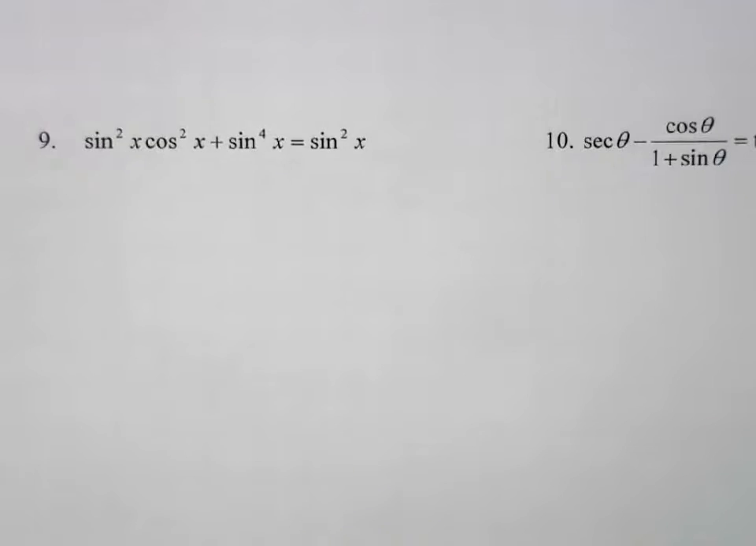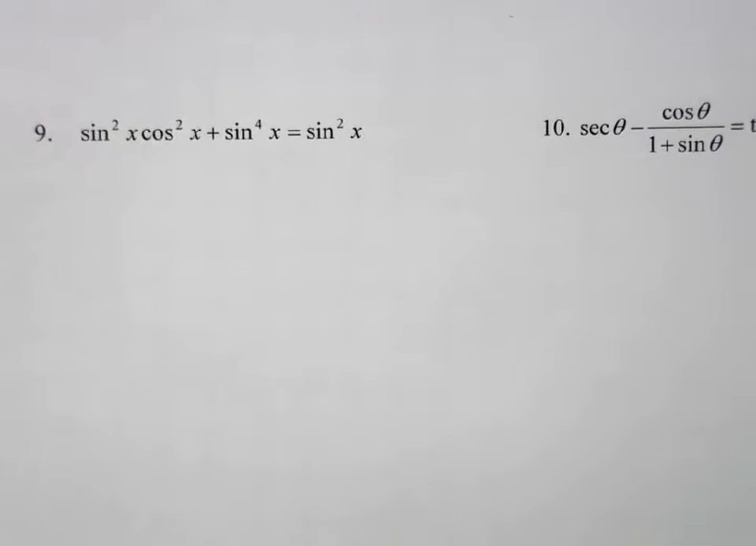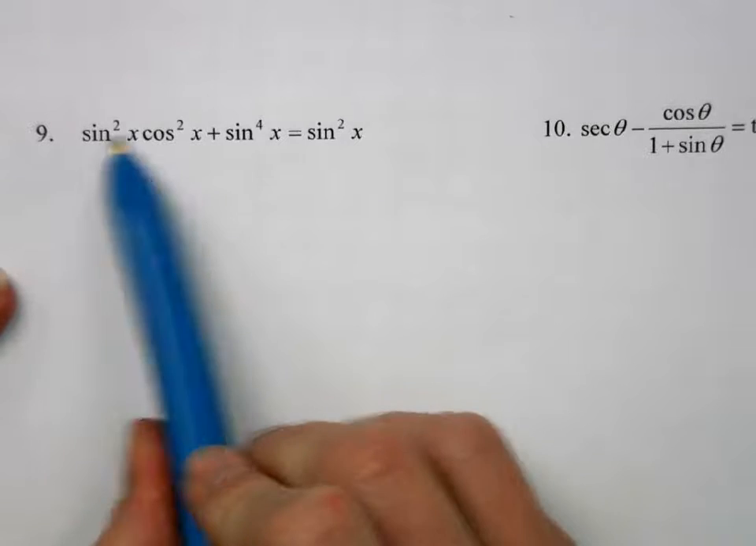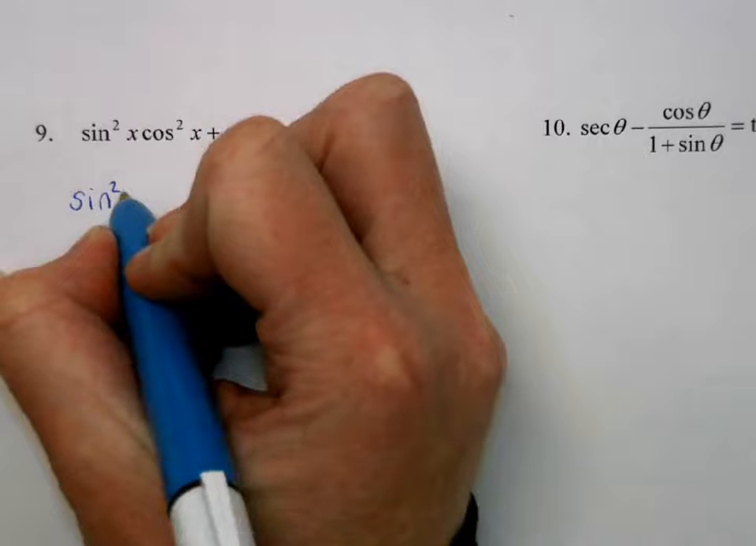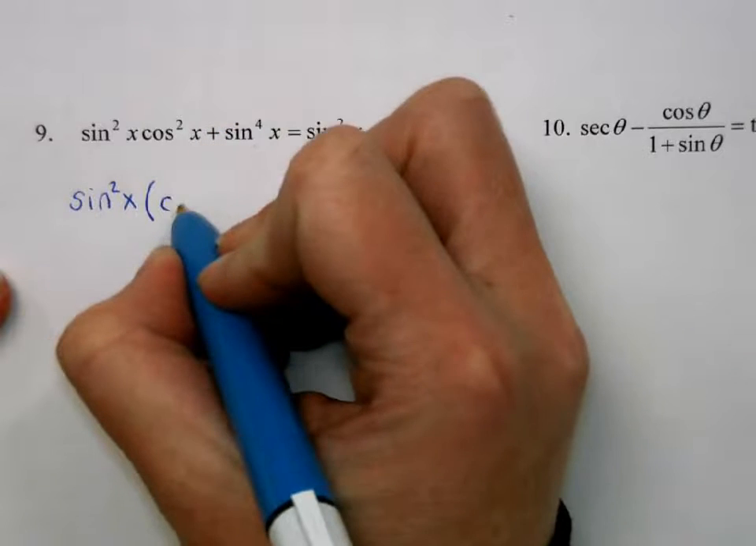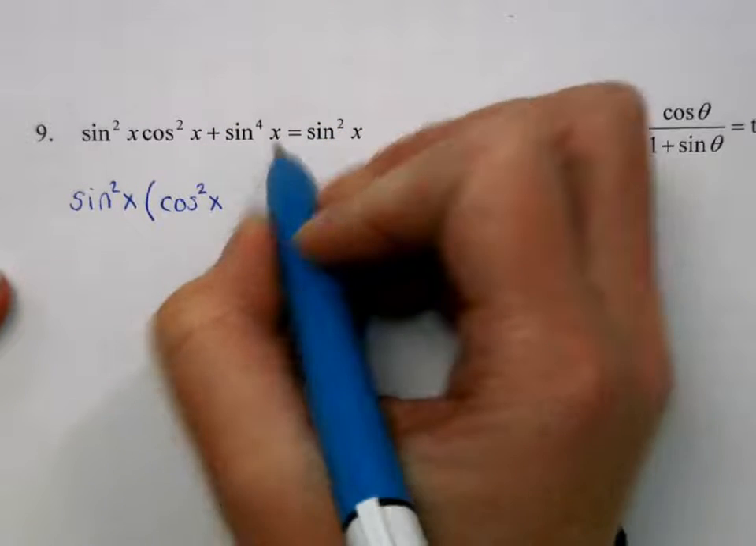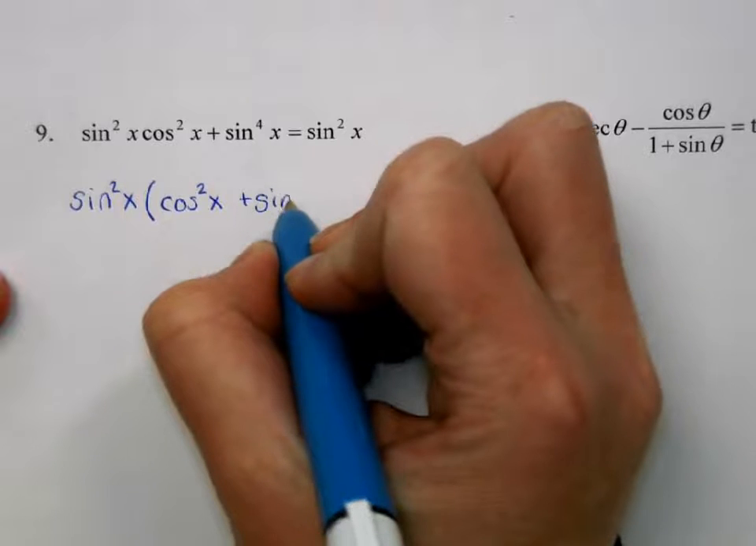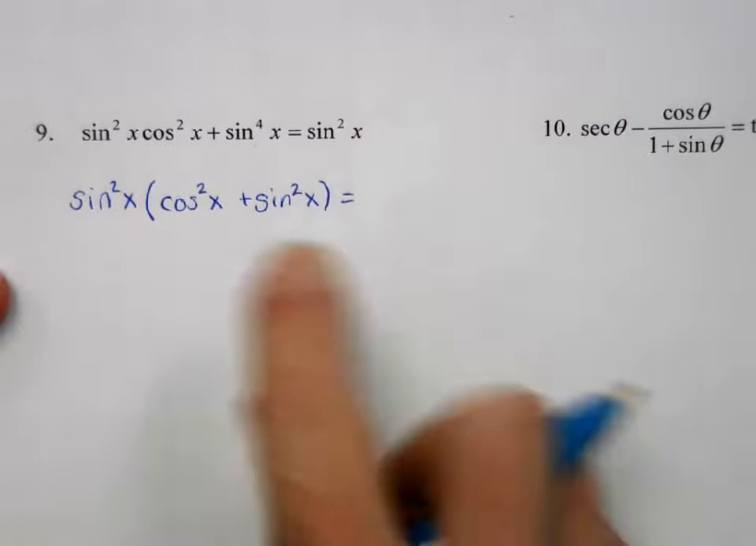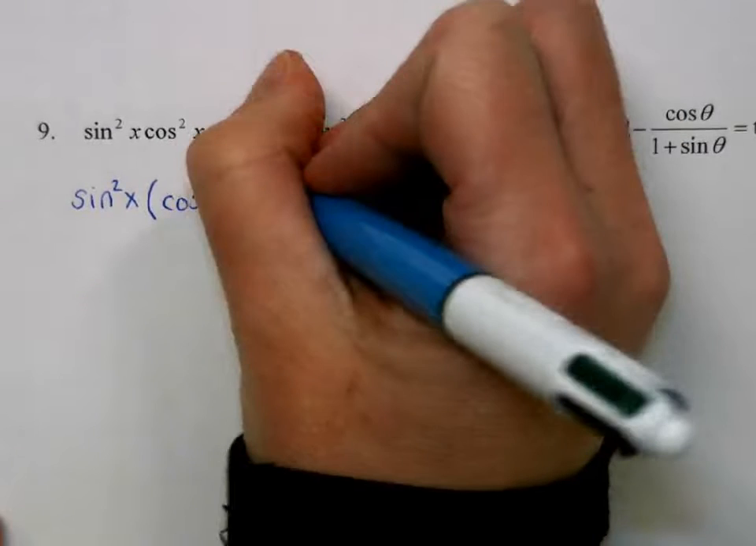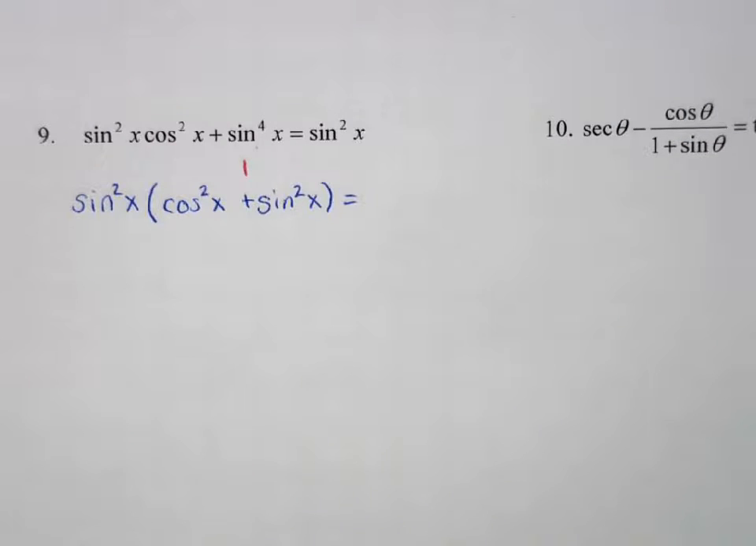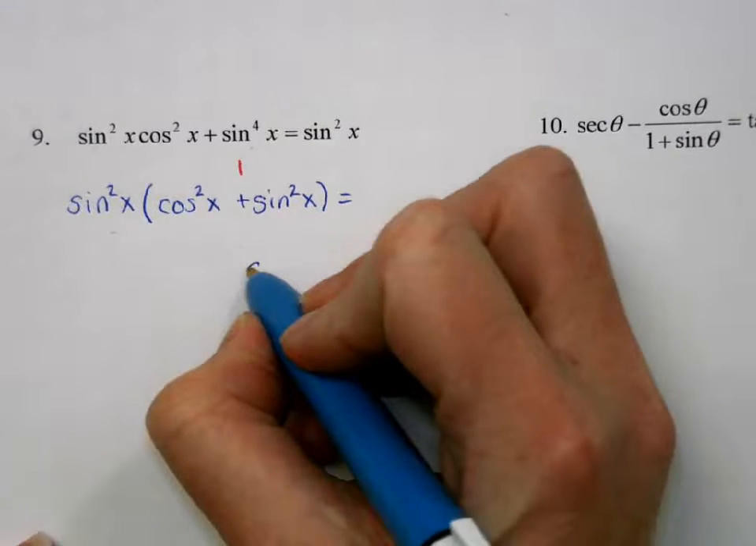Okay, this one. I have a common factor that I'm going to pull out. I'm going to factor out a sine squared x. That leaves me with cosine squared x plus sine squared x. Okay, well this is just 1. So quite quickly we just get sine squared.